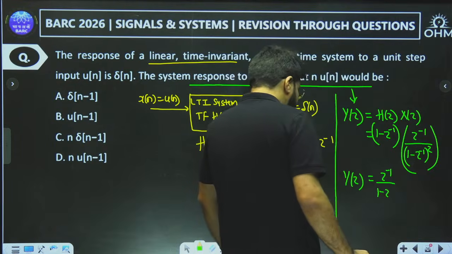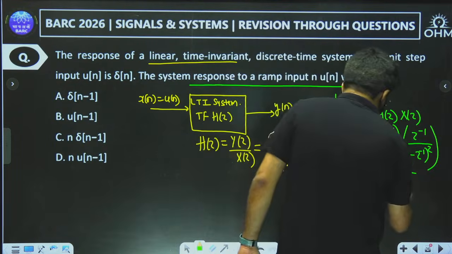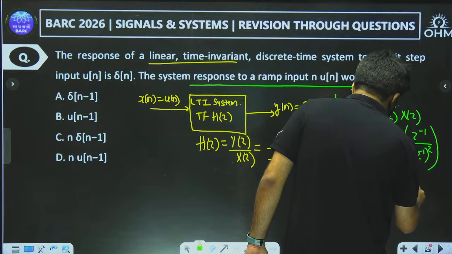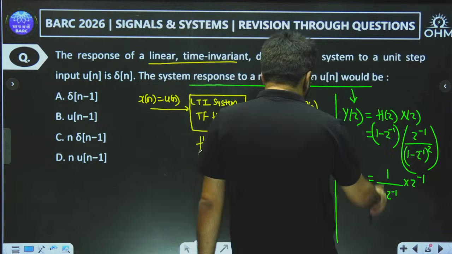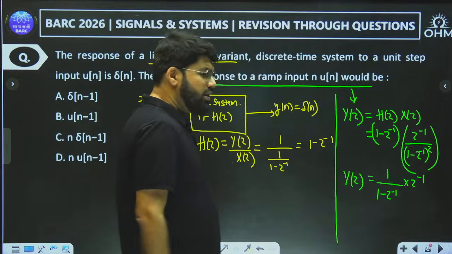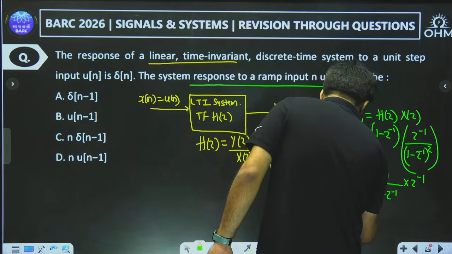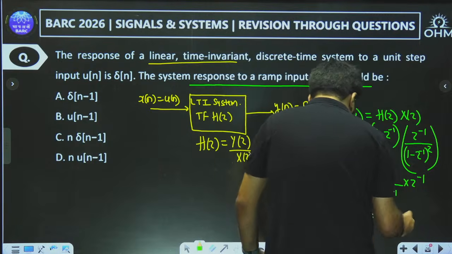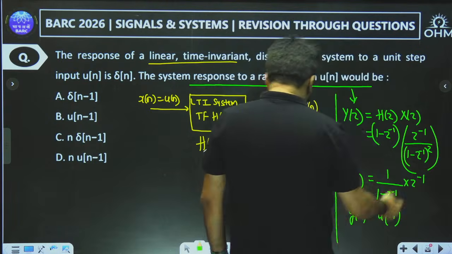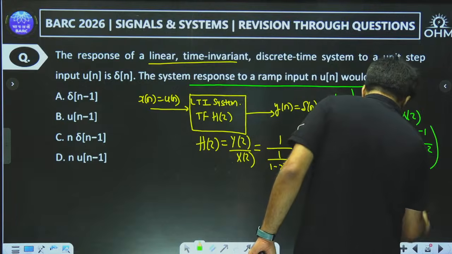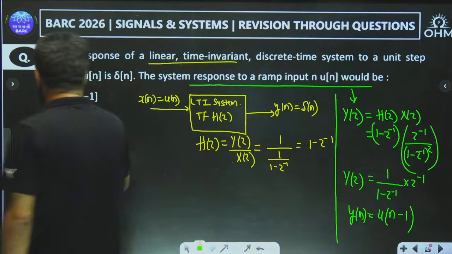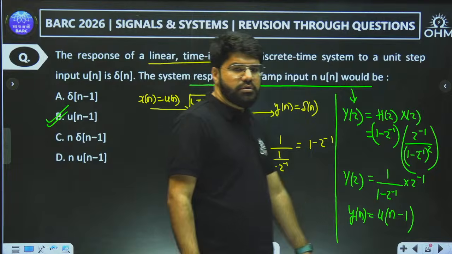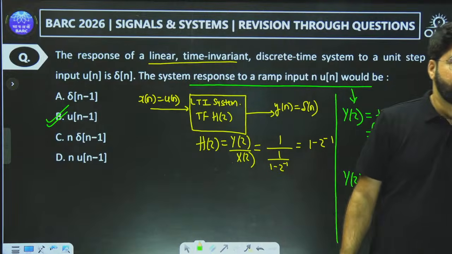So let me write it this way. It is 1 upon 1 minus z inverse into z inverse. 1 upon 1 minus z inverse is the unit step function. The z power minus 1 comes because of time shifting. This one is only the unit step, but because of z inverse, it is a shifted unit step signal, u[n minus 1]. So answer B.